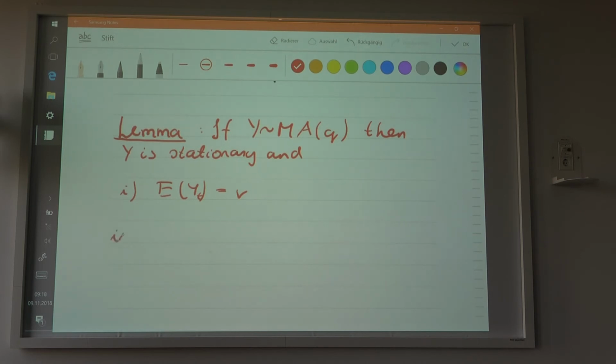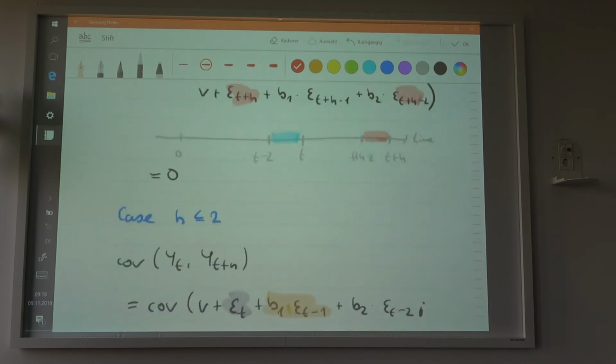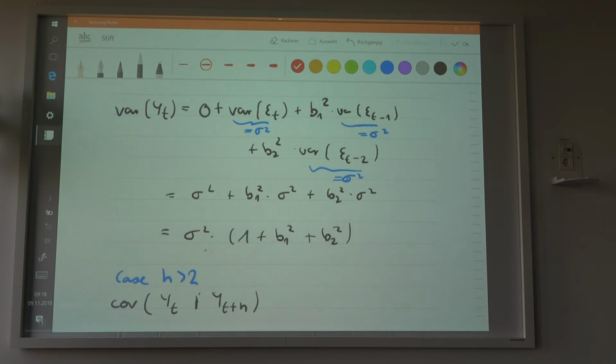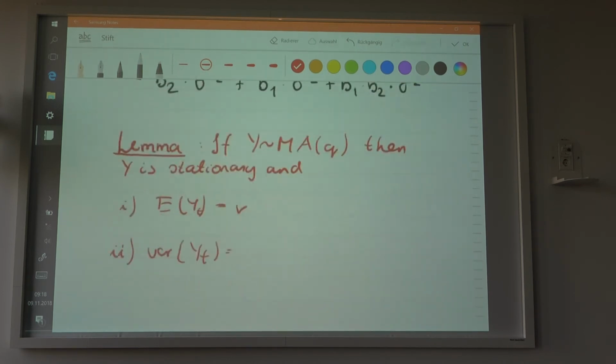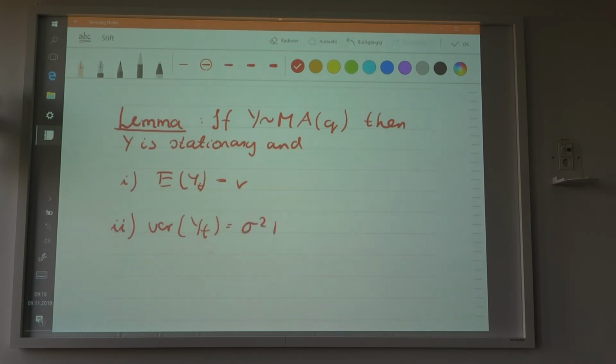And the variance, okay? So look at the variance of the process. So here you have sigma squared times 1 plus B1 squared plus B2 squared. Now if you generalize that, for instance the third order process, then you have B3 squared and so forth. So for the variance you will get sigma squared times 1 plus B1 squared plus B2 squared plus and so on, plus BQ squared.